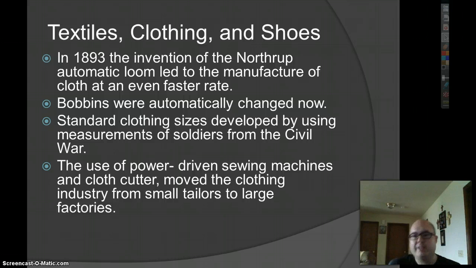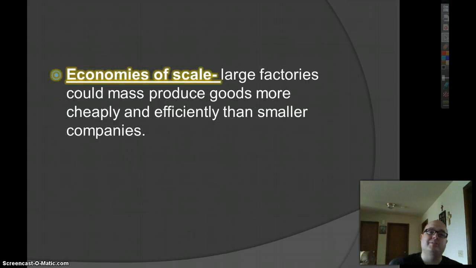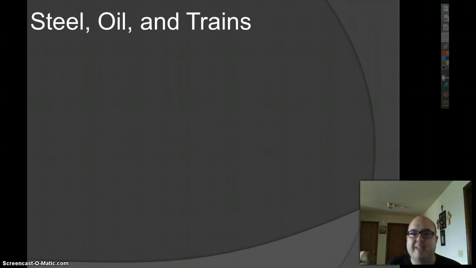And the clothing industry really takes off, and it leads to economies of scale, where basically large factories can mass-produce goods very cheaply and basically put out the mom and pop stores. This is the Walmart of the day. Many goods very cheaply, put out all of those small stores. Economies of scale here. You can make a lot of the product very cheaply and quickly. And that's what these large factories did.